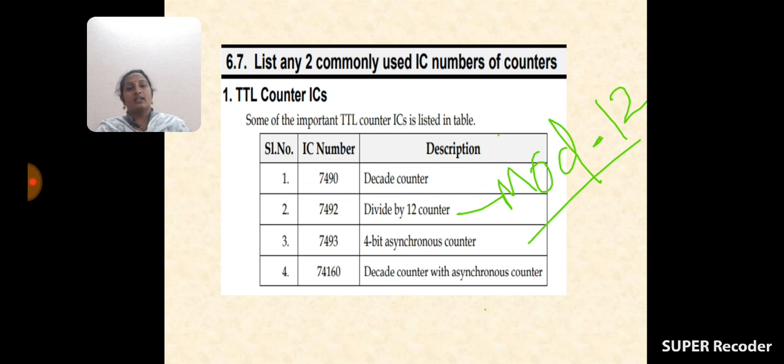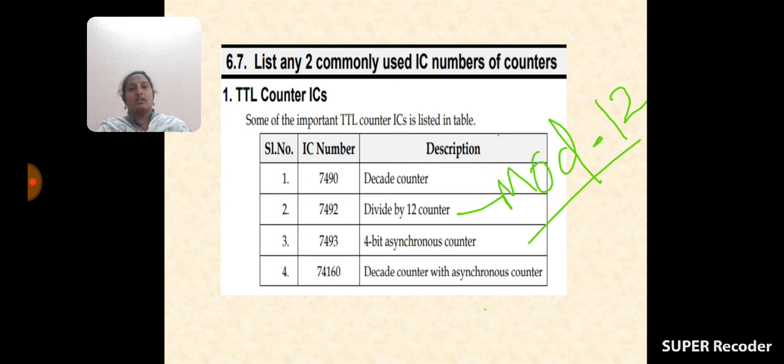If the IC starts with the number 7, then it comes under which family? TTL family. If the IC starts with number 4, then the counters come under the CMOS family. If it starts with 7, it goes into the transistor logic family. If it starts with 4000, it comes under the CMOS logic family. The counters are available in both families, in the TTL family and also in the CMOS family. Once again you check the numbers.